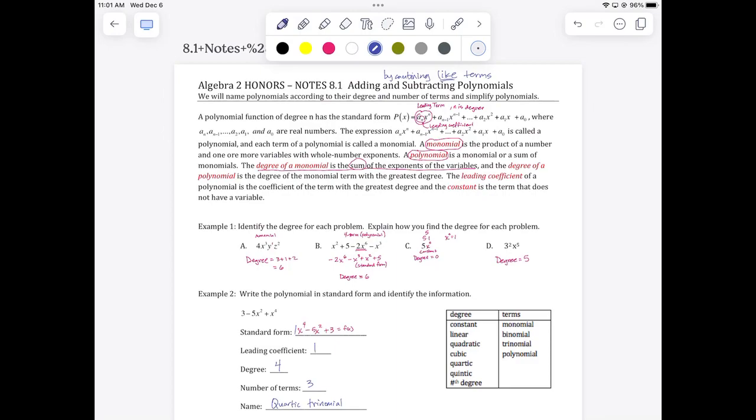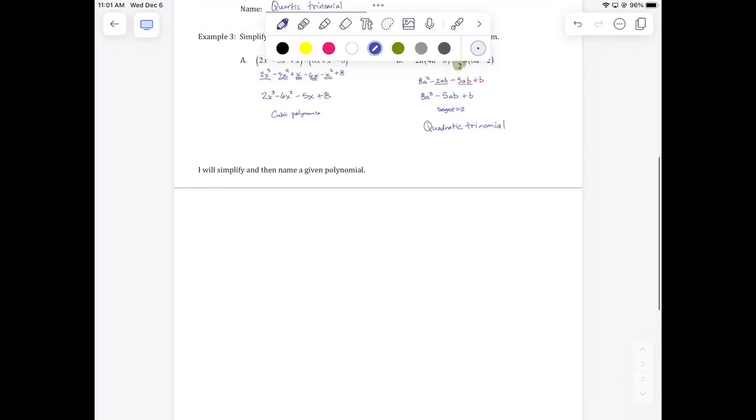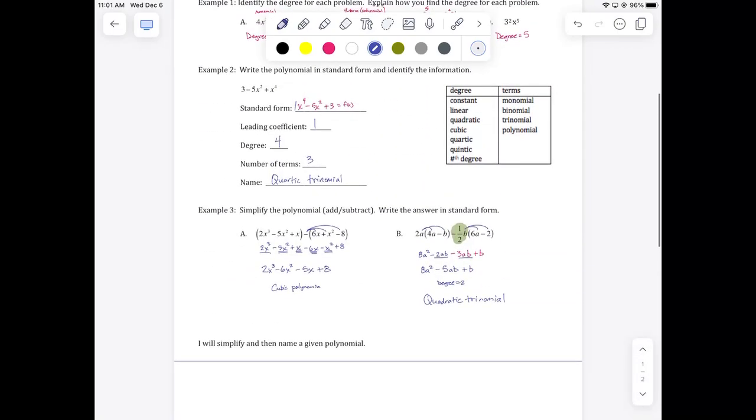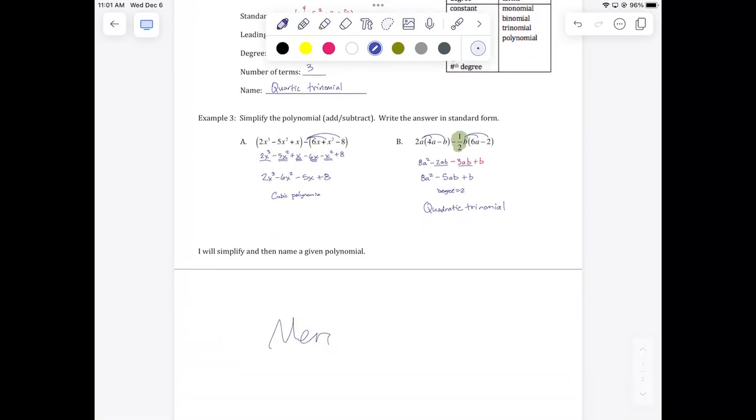Do y'all read the we will, I will statements? I hope you do every day, because I put them up there for y'all. We will name polynomials according to their degree and numbers of terms and add and subtract polynomials. I will simplify and then name a given polynomial. That's what we did. Guess what you get to do now? Homework.